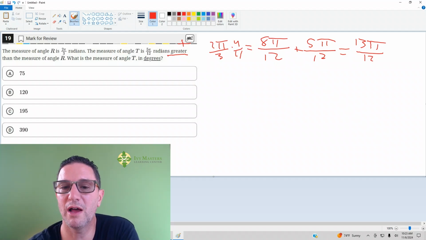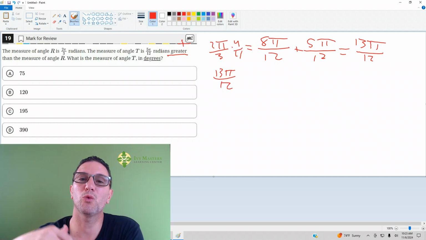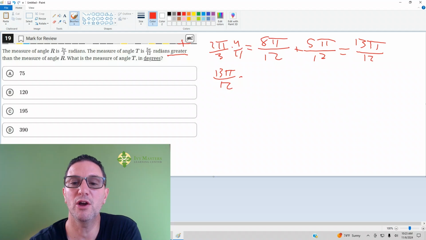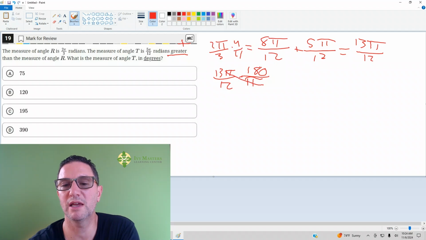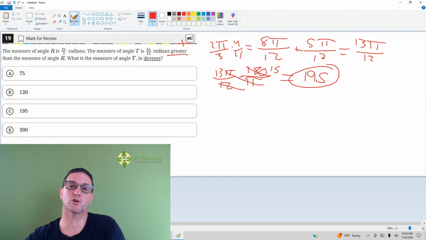Since I've got my 13 pi over 12 and I have to convert to degrees, I need to get rid of the pi. That's how I know I need pi in the bottom. So it's going to be times 180 over pi. And now we see the pi's cancel. How many times does 12 go into 180? It goes 15 times. So we wind up with 15 times 13, and that's going to give you 195, which is your answer.